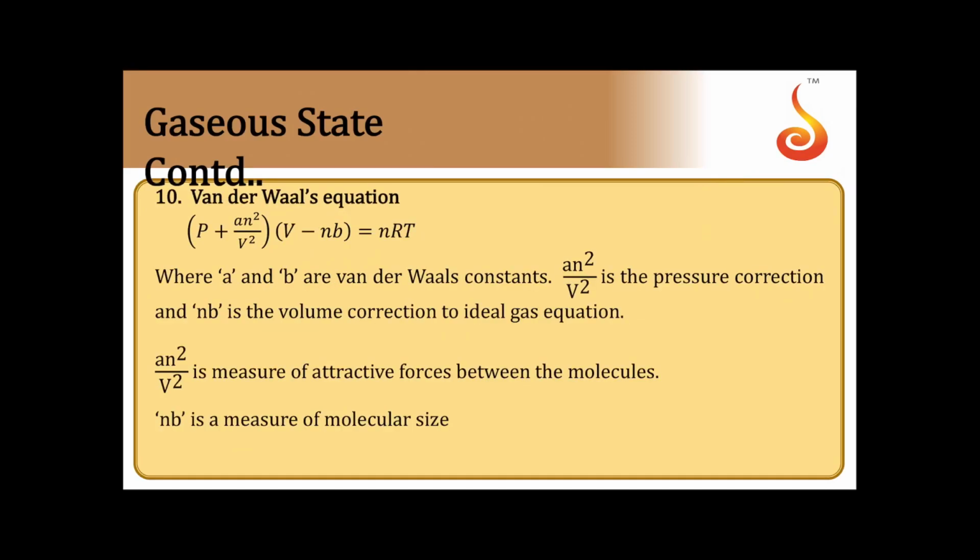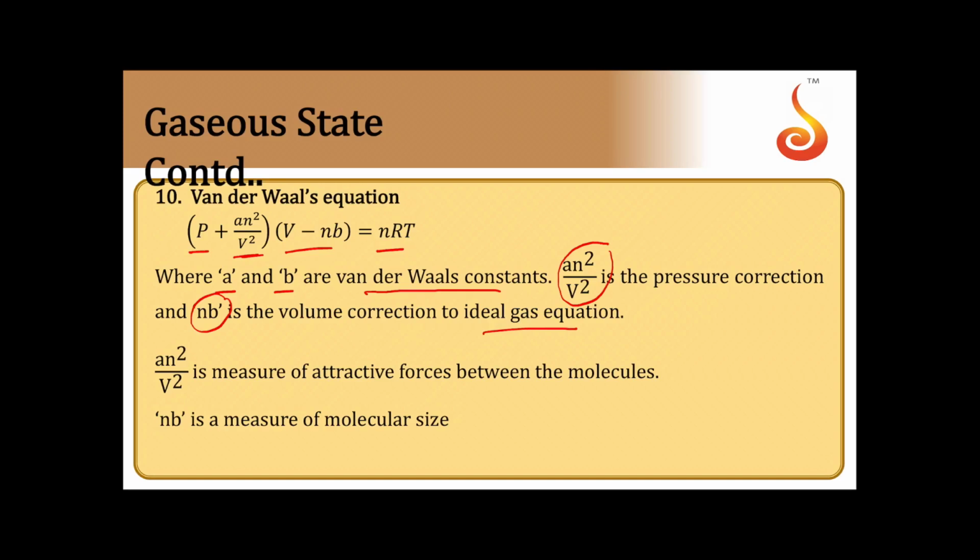Now comes the van der Waals equation of state, which is (P + an²/V²)(V − nb) = nRT, called the van der Waals equation of state, where a and b are van der Waals constants. The term an²/V² is said to be the pressure correction, and nb is said to be the volume correction to the ideal gas.